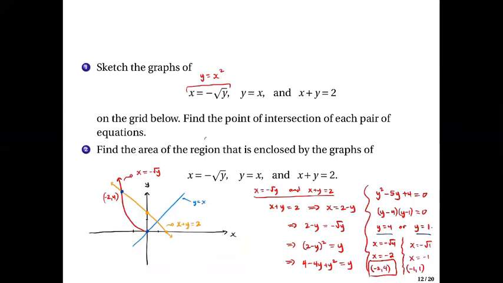So now, we have this point of intersection here. We have verified it's just (0, 0). Lastly, we want the point of intersection here. This guy here.